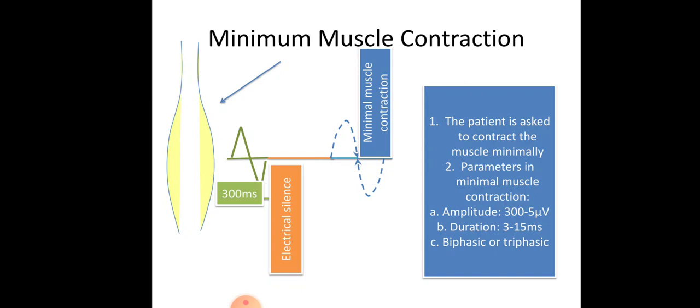There must be some set parameters for that to be considered normal or abnormal. So amplitude should lie on this graph within range of 300 to 5 microvolt. Duration should lie between 3 to 15 millisecond and the phase may be bi or triphasic. Sometimes polyphasic phase is observed, which may be considered normal. I already told you that when we are describing EMG graph, it should be biphasic or triphasic. Polyphasic is considered abnormal, but sometimes polyphasic is considered normal.